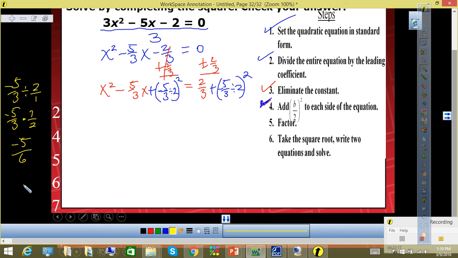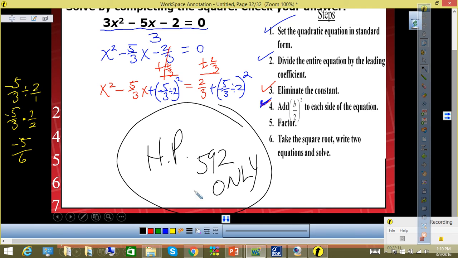Did you see that? So, homework for tonight. Tomorrow we're going to do some more practice of this. It's found on page 592 only. Hold on to your homework from last night. I'm going to pick that up tomorrow.